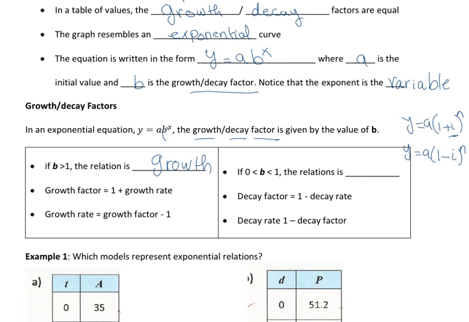So, what I was just explaining to you, your growth factor, which is b, is equal to 1 plus your growth rate, which is i in decimal. So if you want to find what your i is, all you have to do is take your growth factor and subtract 1 from it. So i is going to be b minus 1.